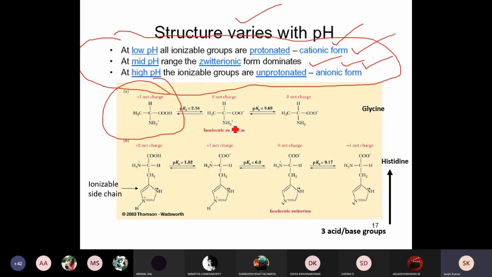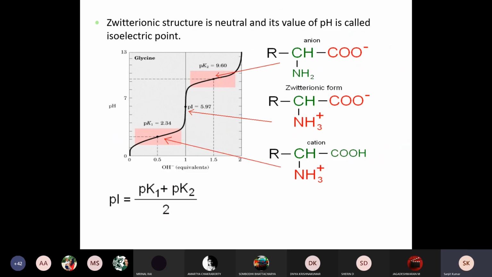Same things in case of... always remember, only the ionizable side chains play a role in amino acid titration value. I think maybe in your biochemistry course in second or third year, the faculty has taught you about this, how to calculate the pI value. You know how to calculate the pI value, all students?